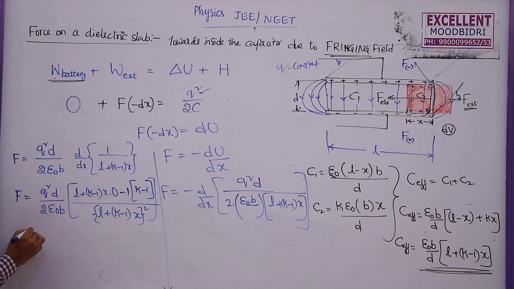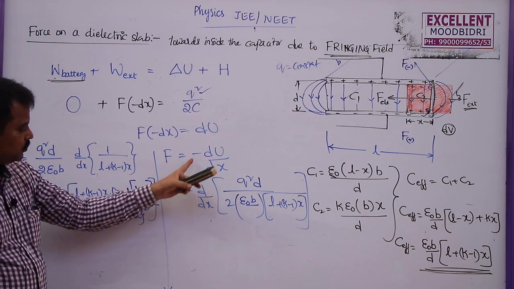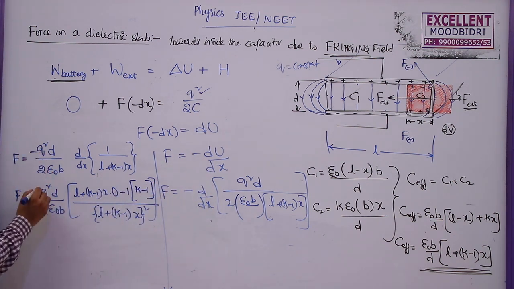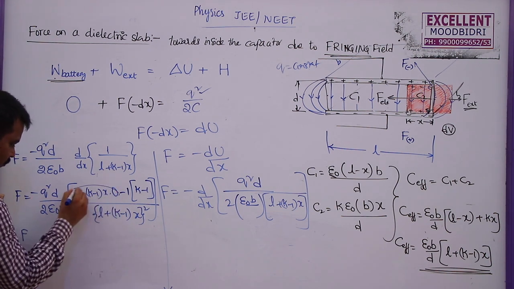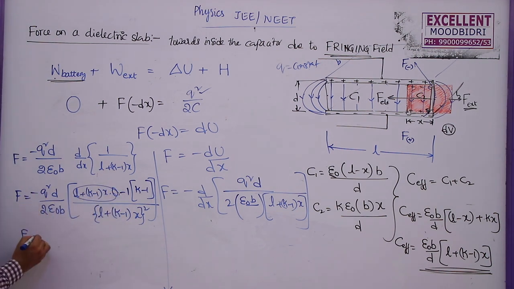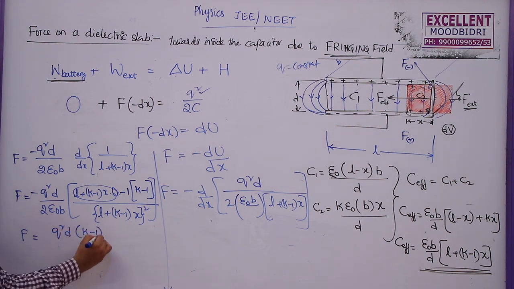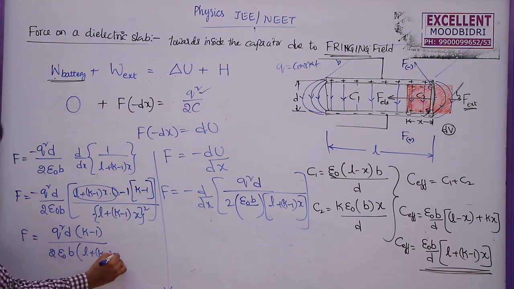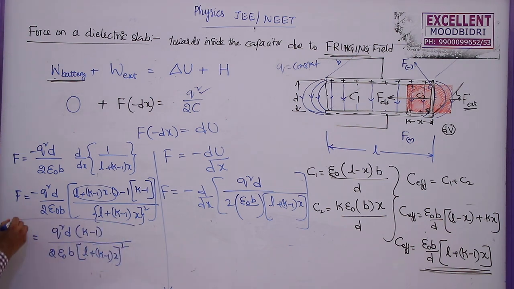So the force here, actually we are differentiating this with the minus here. So we have a minus sign here, and you can see this term will become 0. Minus of minus will become plus. So this will become Q square D into K minus 1 by 2 epsilon naught B, L plus K minus 1 into x whole square. This is the force when the battery is disconnected.